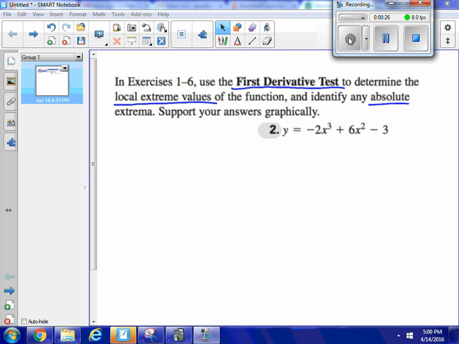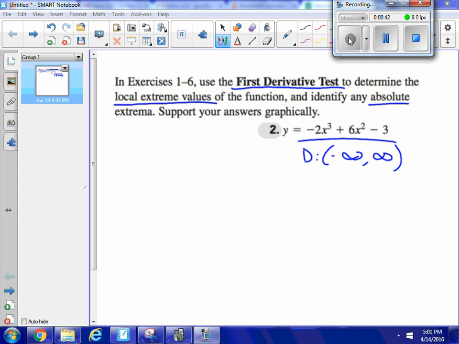So I generally like to start out with the domain. And I can see that this function right here is a polynomial. So I know that the domain is negative infinity to positive infinity, all real numbers.